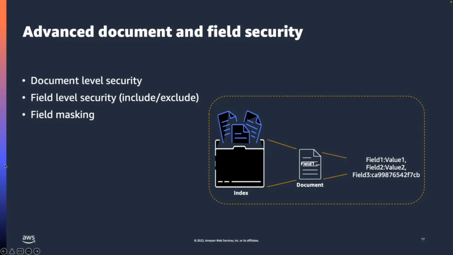And field masking, I just wanted to give an example here. If you look on the right side, we have these fields inside a document, but the third field here is masked. So users cannot see what the value of that field is, but they can aggregate on that field, right?